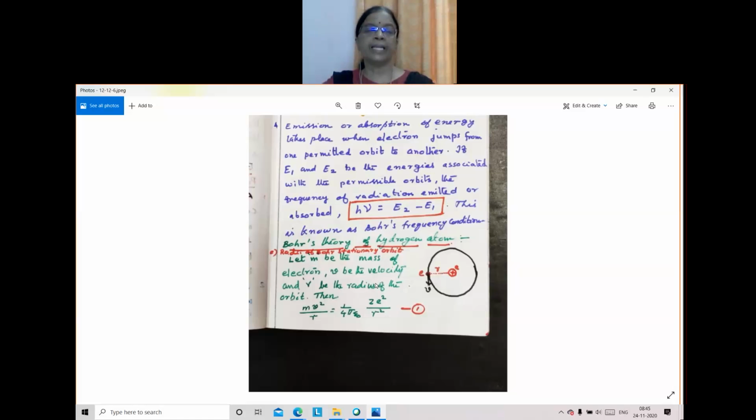And here the general case is discussed. Z is taken. The general case is taken, and then with Z equal to 1 we get the hydrogen atom.